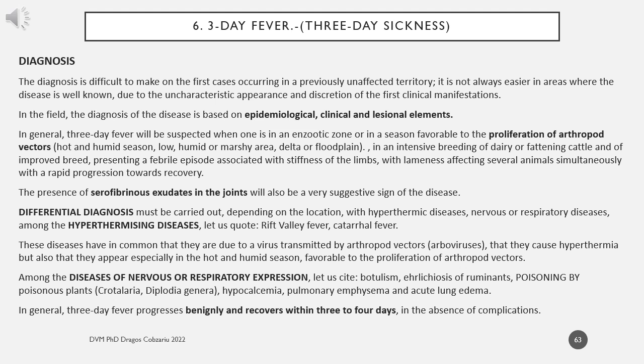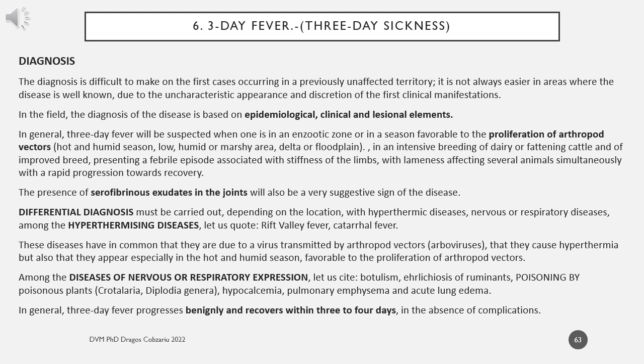In general, three-day fever will be suspected when one is in an enzootic zone or in a season favorable to the proliferation of arthropod vectors, hot and humid season, low, humid or marshy area, delta or floodplain, in an intensive breeding of dairy or fattening cattle and of improved breed, presenting a febrile episode associated with stiffness of the limbs, with lameness affecting several animals simultaneously with a rapid progression towards recovery. The presence of serofibrinous exudates in the joints will also be a very suggestive sign of the disease.